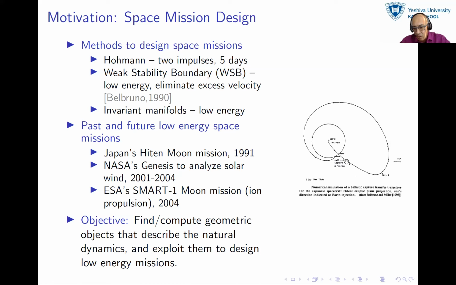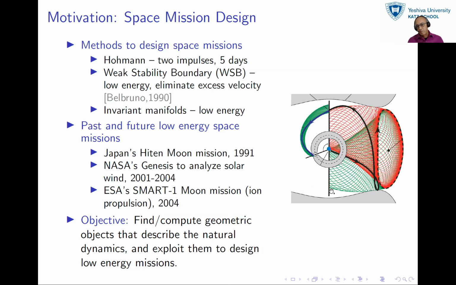So this was the orbit for the Haiten Japanese space mission. It's very similar to the one of Grail. So you want to go from the Earth to the Moon, and instead you go very far away and towards the Sun. In this picture, the Sun is on the right. So you more or less go towards the Sun, you come back, and then the trajectory is inserted into an orbit around the Moon. So you may say, well, it's a nice trajectory. How do you get it?